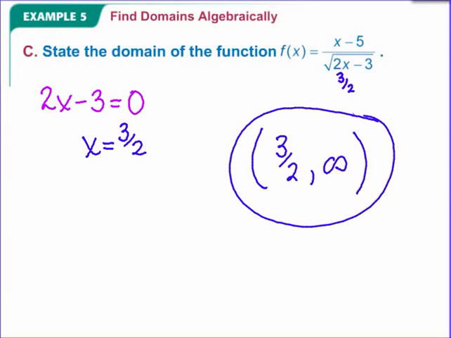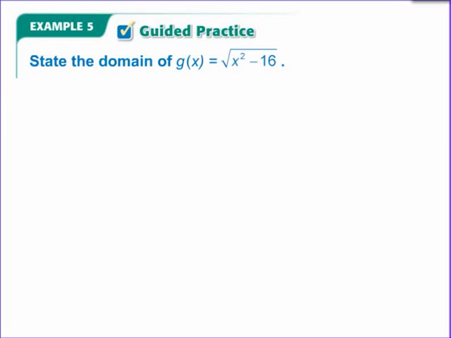Now, one of the other things we're going to do eventually, instead of doing this algebraically, I'm going to show you how to do it on your calculator where you actually graph these and then you visually try and find the domain. So, all right, let's look at this next one. It says state the domain of g of x equals square root of x squared minus 16.